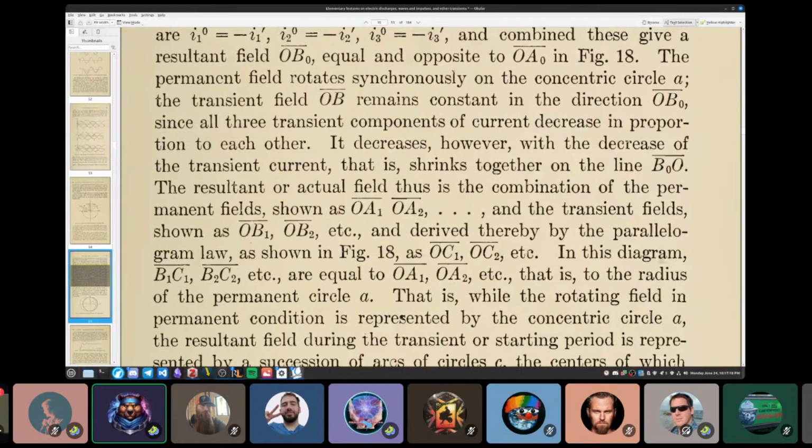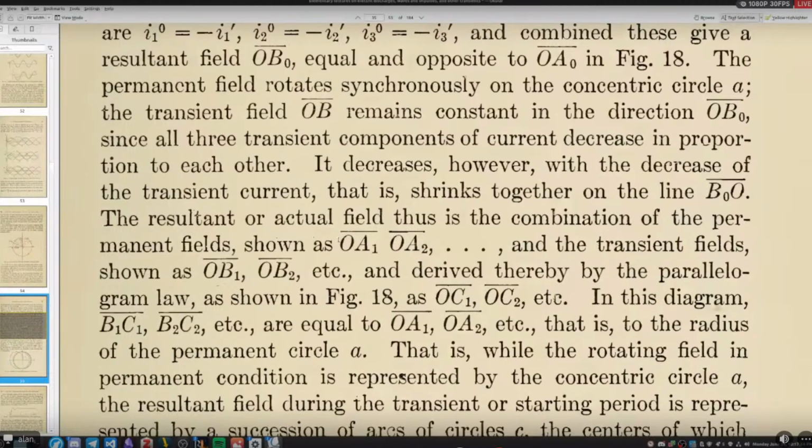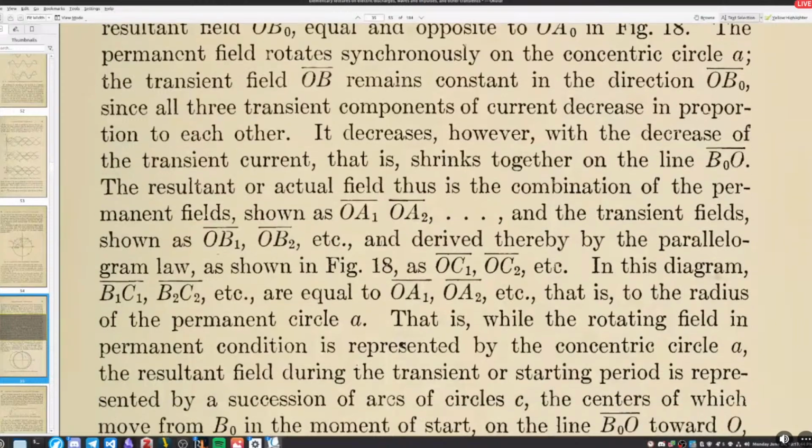The resultant or actual field thus is a combination of the permanent fields shown by OA, OA1 and OA2, and the transient fields as shown by OB1 and OB2, etc., and then derived thereby by the parallelogram law. I believe those are line segments. With the lines over, yeah, very possibly. We have to check with the diagram again.